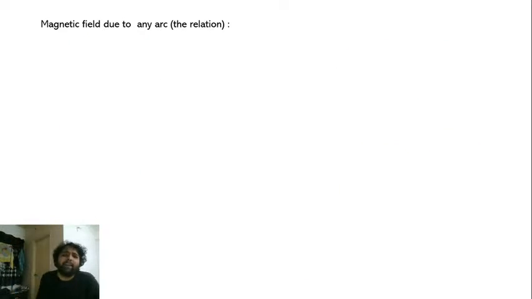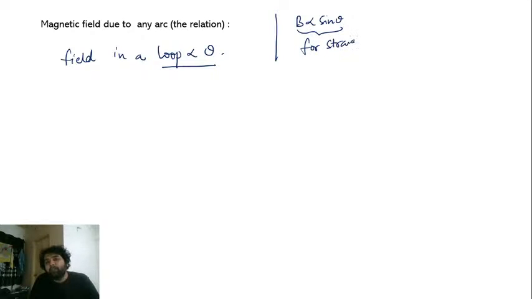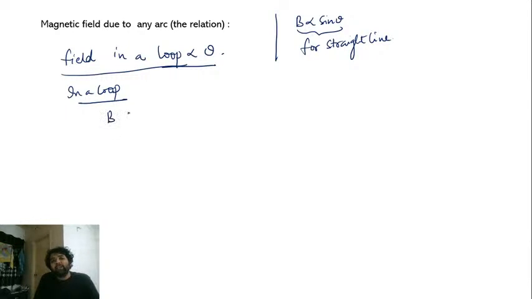So let's find out the angle relation between an arc and the field. Field clearly in a loop will be proportional to the angle. It's not proportional to sine theta. It will be proportional to sine theta for a straight line. Field is proportional to sine theta for a straight line. But in a loop, field is directly proportional to theta. If you remember this, it will be easy.